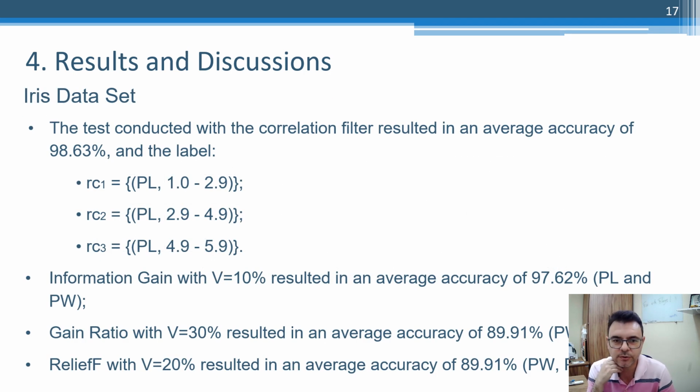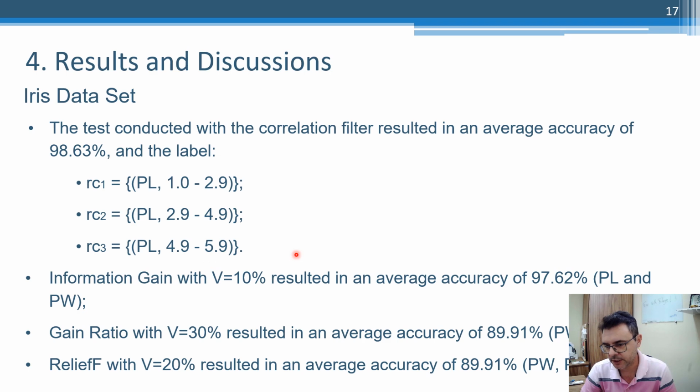So the test conducted on the IRIS dataset with the correlation filter results in an average accuracy of 98.63%. And the label is: for the first group, group 1, we have PL from 1.0 to 2.9. In group 2, PL from 2.9 to 4.9. And for group 3, PL from 4.9 to 5.9.